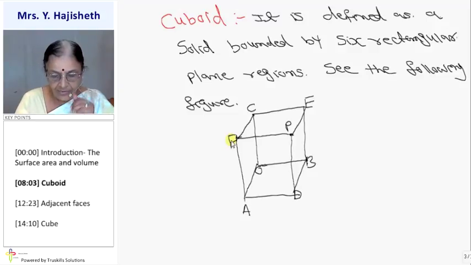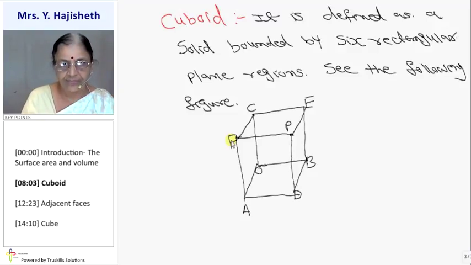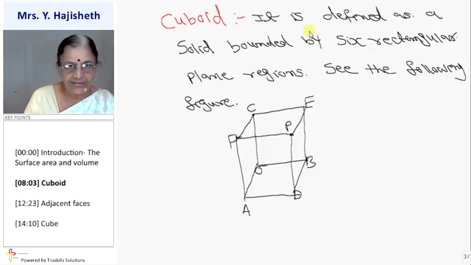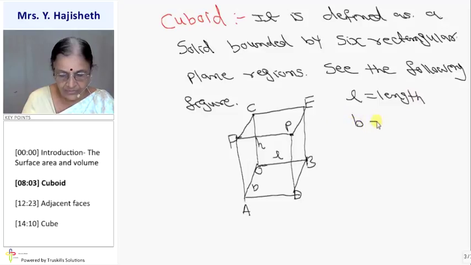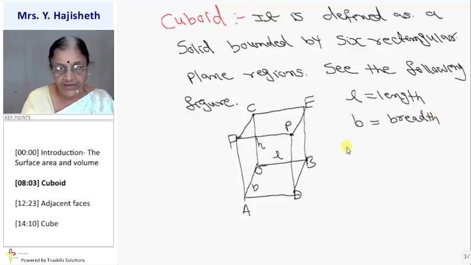Clear? Now you see 6 rectangular faces. Suppose OB is length, OA is width, and OC is height. Clear? So L is the length of this cuboid, B is called breadth, or width, and H is called height. 3 measurements.